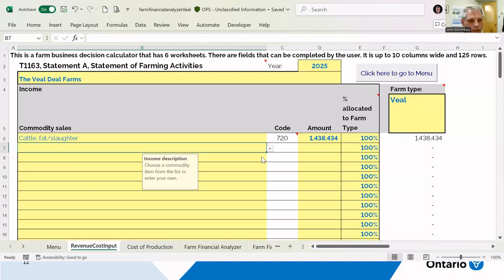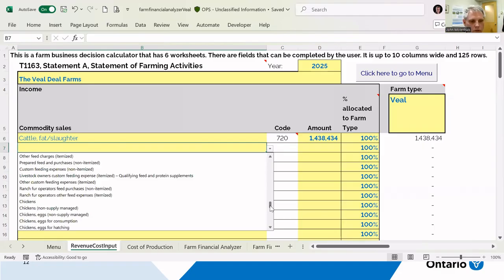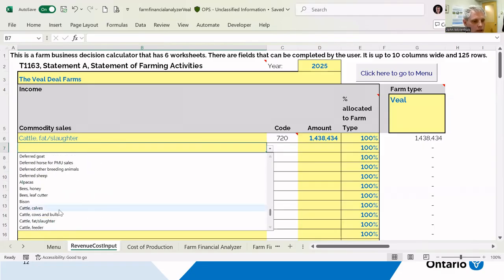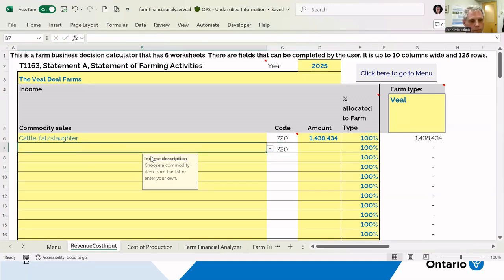So here we've got cattle slaughter. I think it's a little over a decade ago they took away the veal commodity code, so you don't have that anymore. You're putting it into the beef cattle code. But it does give you the option of entering these commodity codes, and you can choose any. It has every commodity code that's available for a farmer to put in. So you can scroll down to where you need to be, cattle or calves, or you can start typing things in, and it'll enter the commodity code in there.